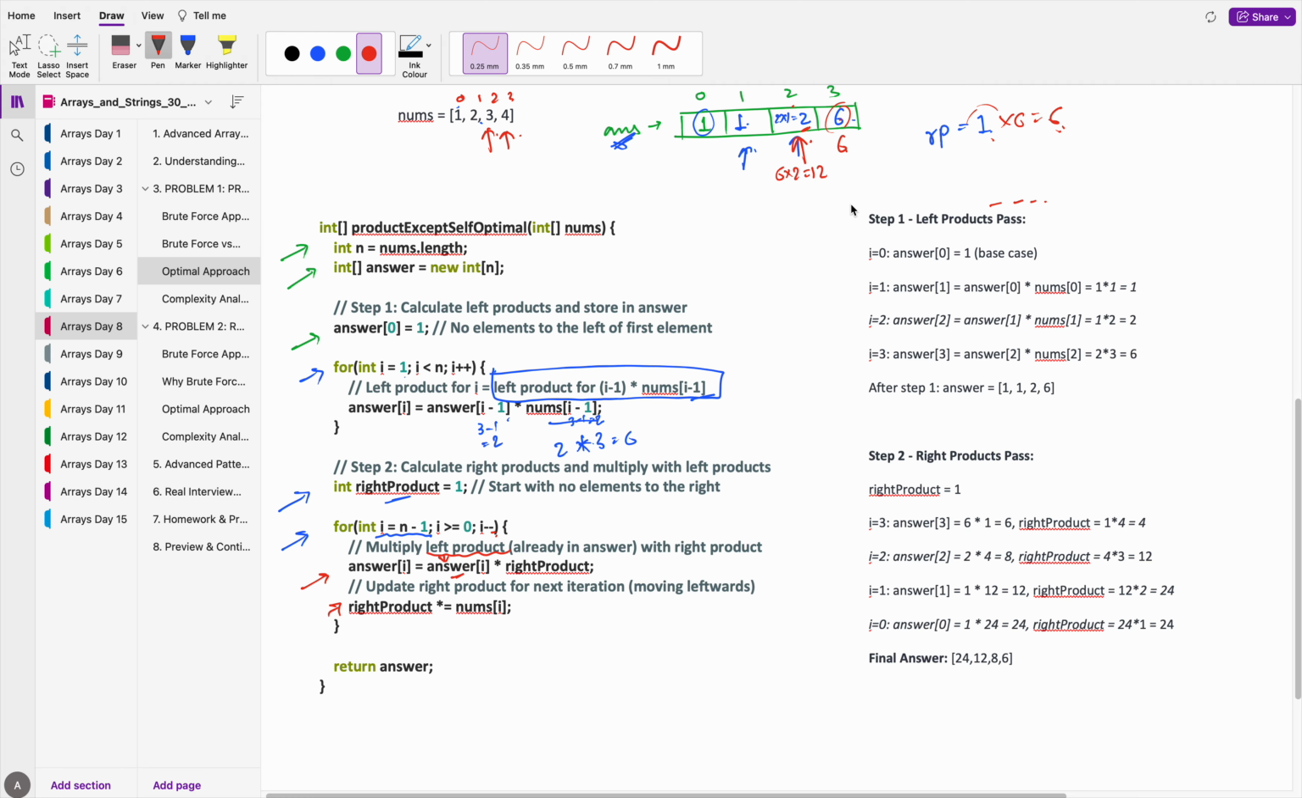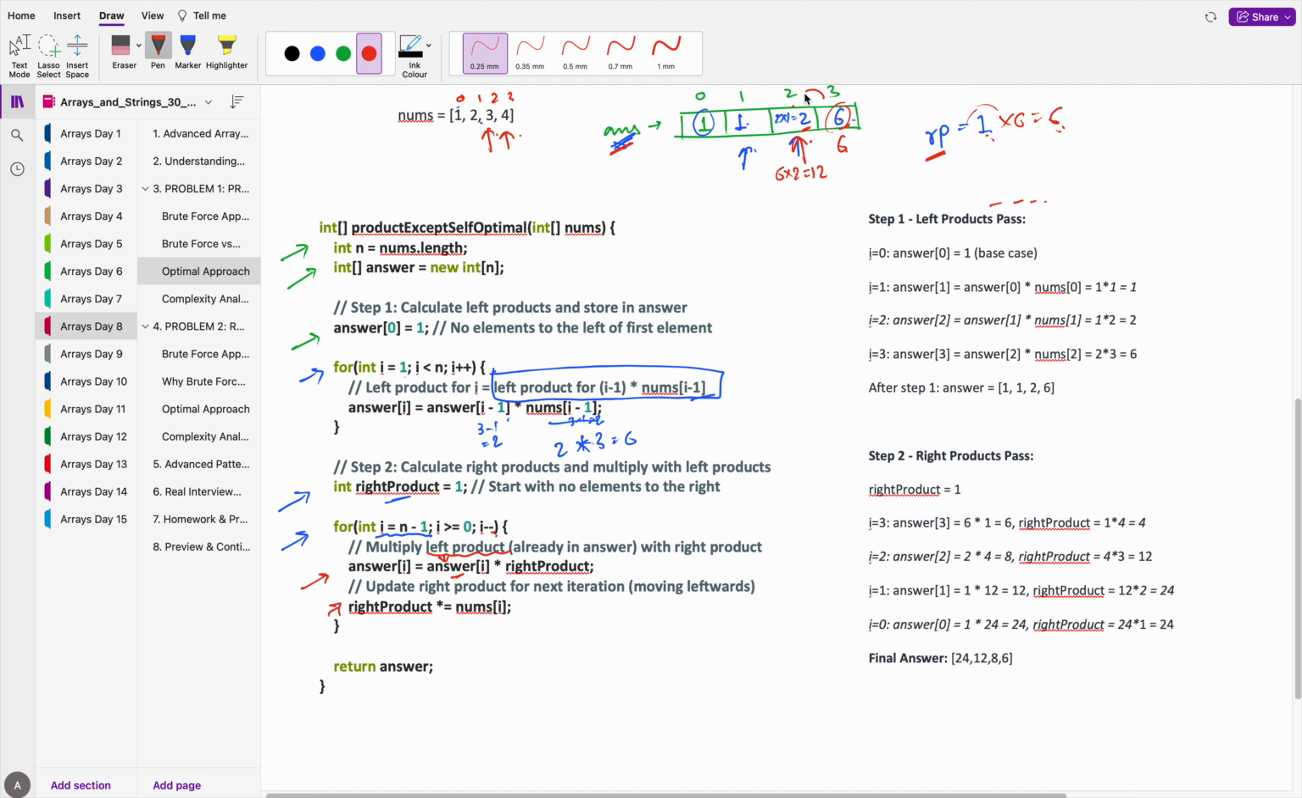12, exactly, correct. Or have we put something different? There's one mistake. See, that's why dry run is very, very necessary. Though we are working with two arrays, this array is the answers array, correct? 6 was the left product, not the right product. Right product was stored in this variable 1.